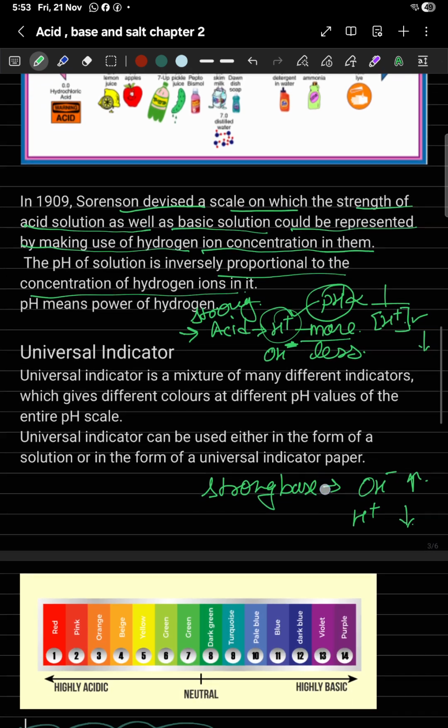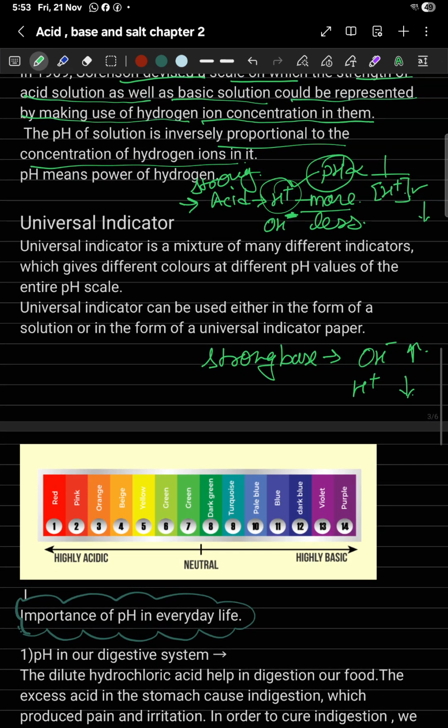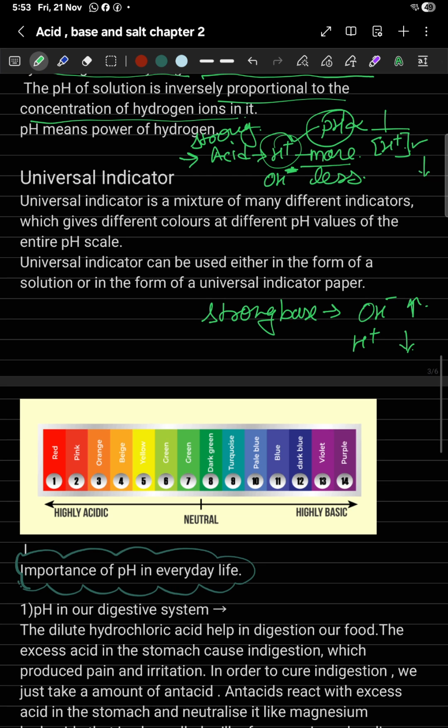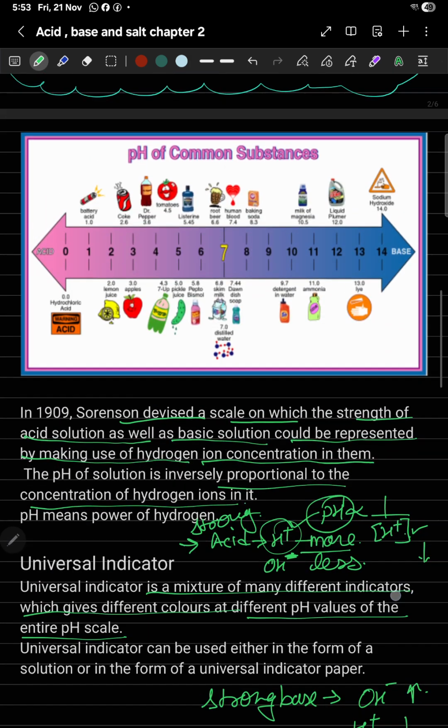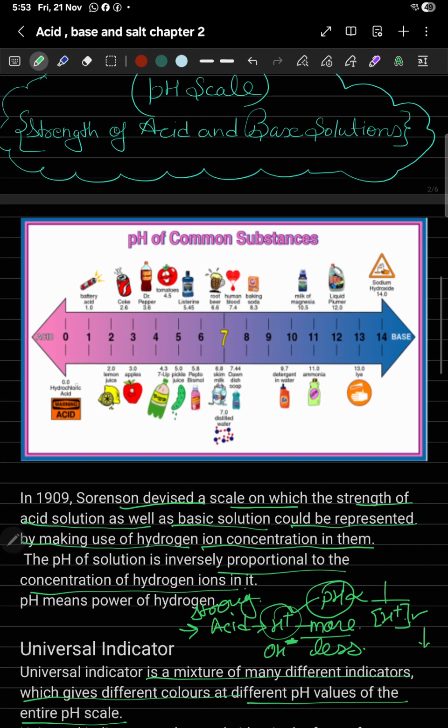So the next topic we have is the universal indicator. What is the meaning of the universal indicator? A universal indicator is a mixture of many different indicators which give different colors at different pH values of the entire pH scale. This is the pH scale we have. See here, and we have values from 0 to 14.